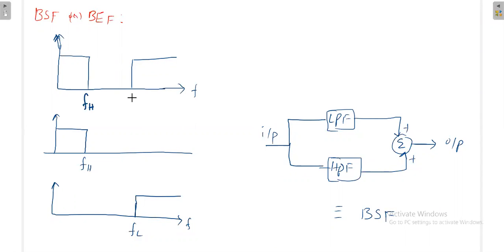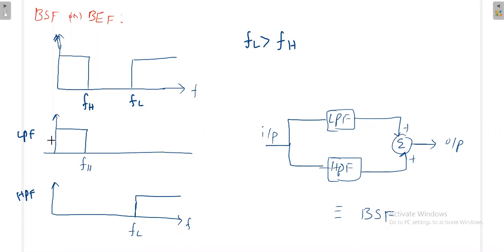Suppose this is the notation, and the mid frequencies are not allowed. Then how can we realize that? Again you take the low pass filter and the high pass filter, but the only condition here is that FL should be greater than FH. Then the connection will be like a parallel connection.